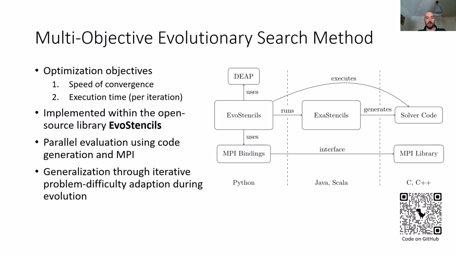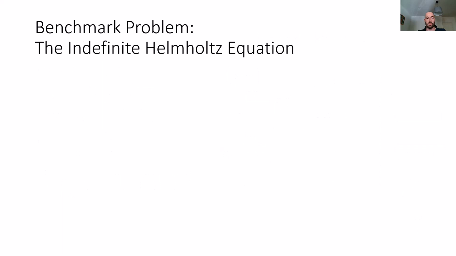Finally, we have also proposed a generalization procedure that is specifically designed for multigrid methods and which is based on iterative adaptation of the problem difficulty during evolution. I don't have time to talk about all the details, but you can read our paper if you're interested in them. I now want to present our benchmark problem.